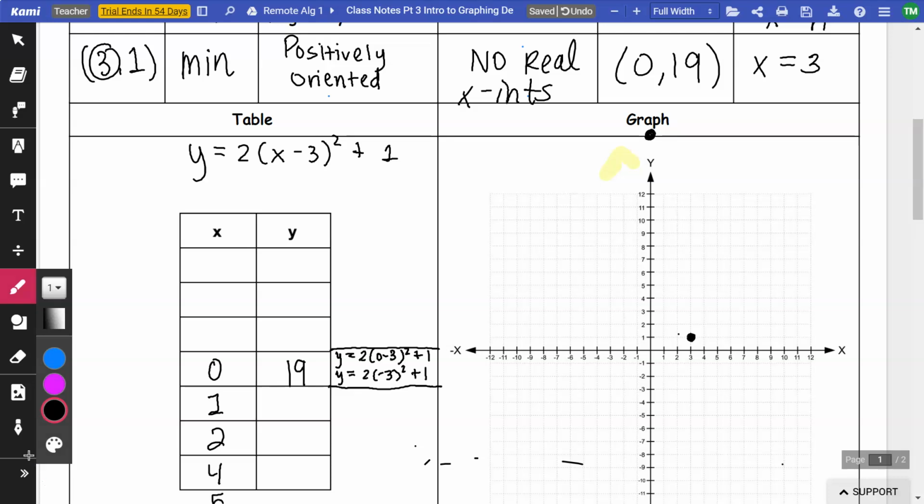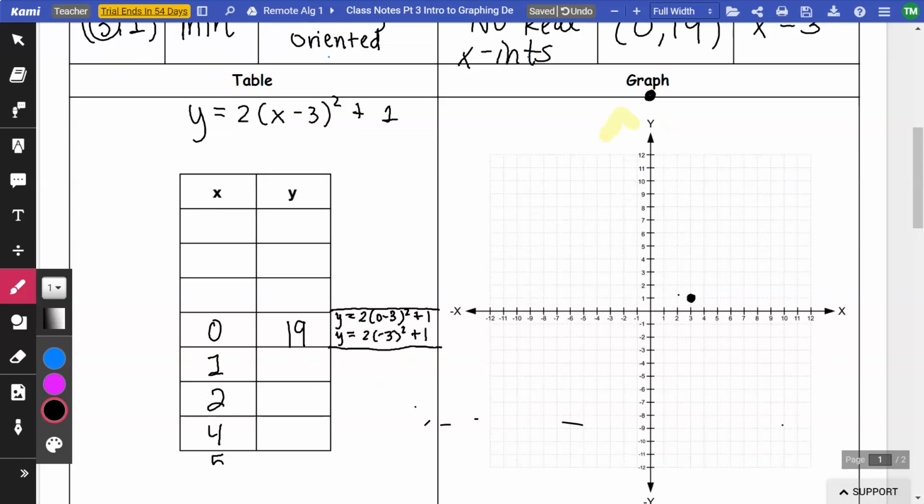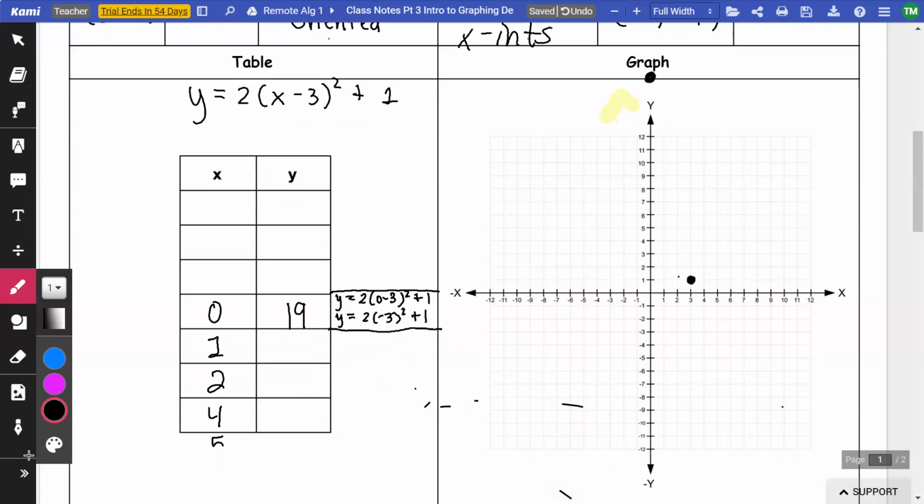And we're not going to worry about any negative x values because you'll see in a minute. It'll make sense in just a second. Okay, so let's plug in 1. So y is equal to 2 times 1 minus 3 squared plus 1. Y is equal to 2 times negative 2 squared plus 1. Negative 2 squared is 4. 4 times 2 is 8. 8 plus 1 is 9. So we're going to have 1, 9. So the point 1, 9.